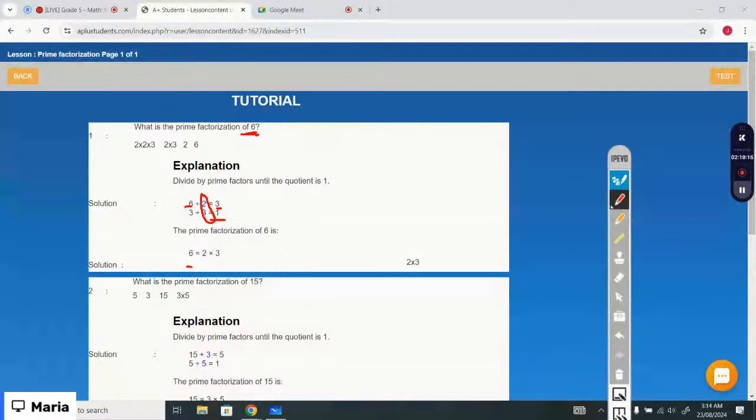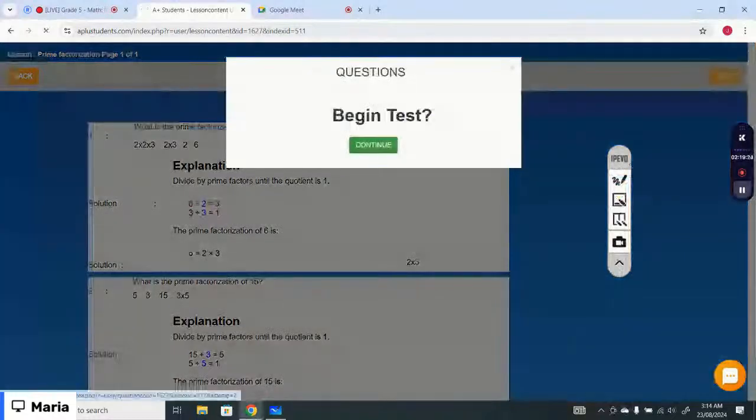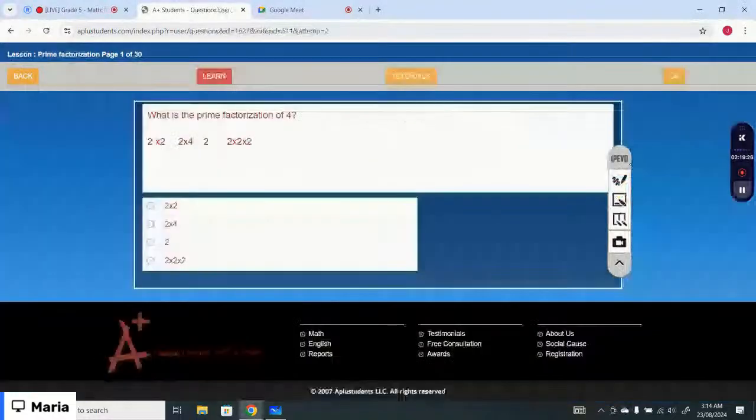Okay, let's start with the test questions. Let's see how we find the prime factors. The first one is, write the prime factors of 4. So how do we write the prime factors?